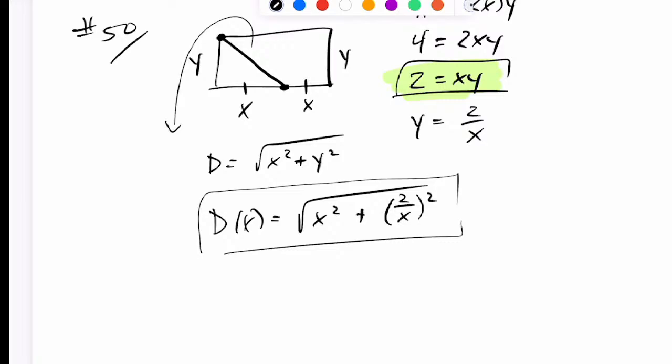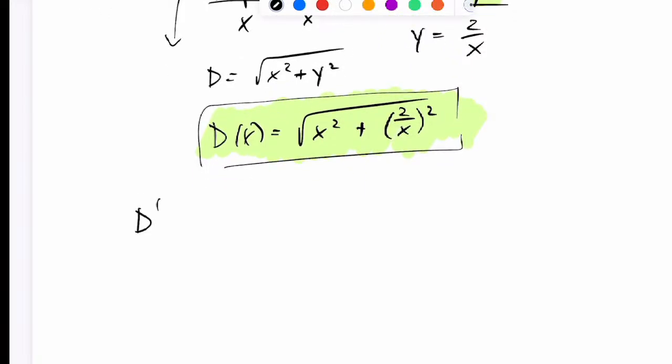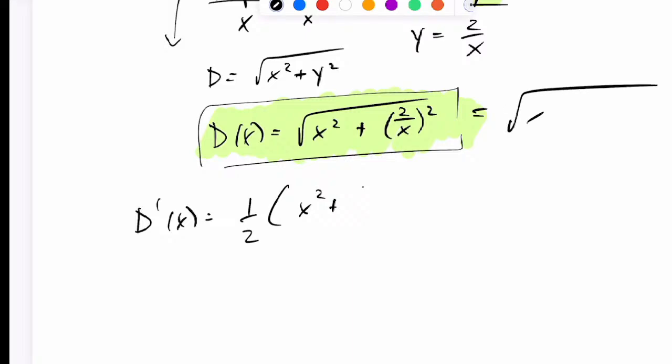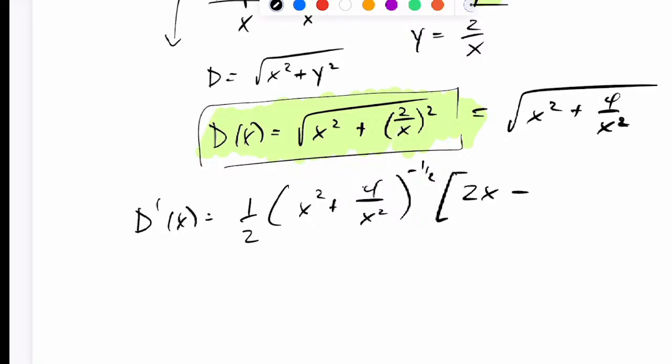Like, do you want me to solve this one, Joanne? For you? Like, here you take the derivative. Sure. Let me just write this. This is going to be x squared plus 4 over x squared to the minus 1/2, and the derivative of the inside is what, 2x, and this will be minus 8 over x cubed.